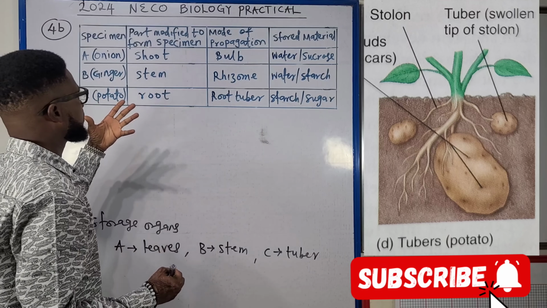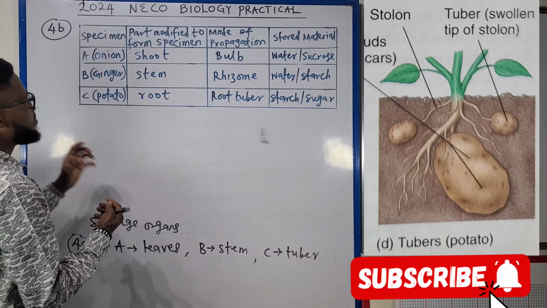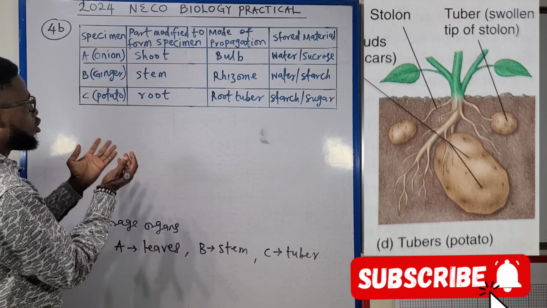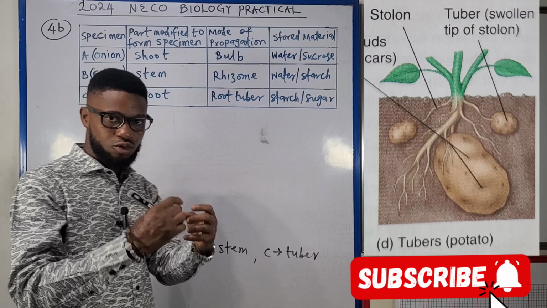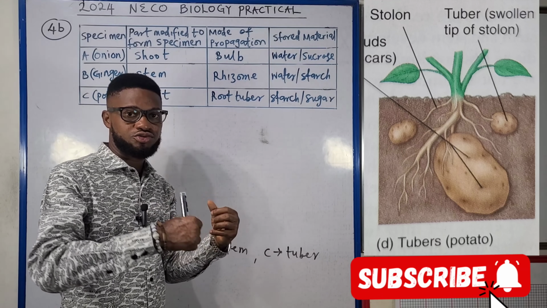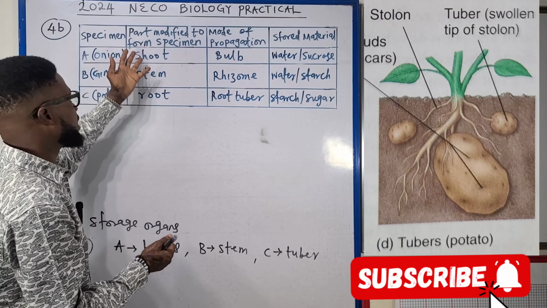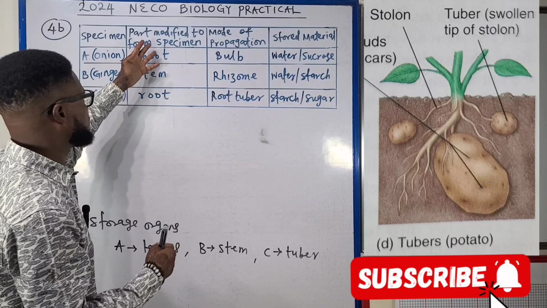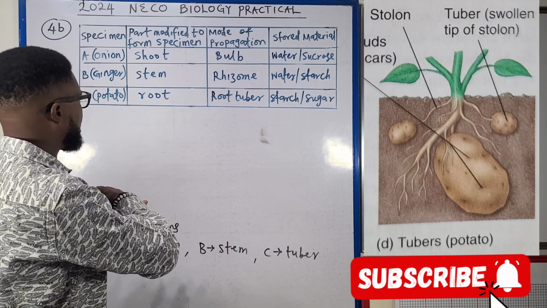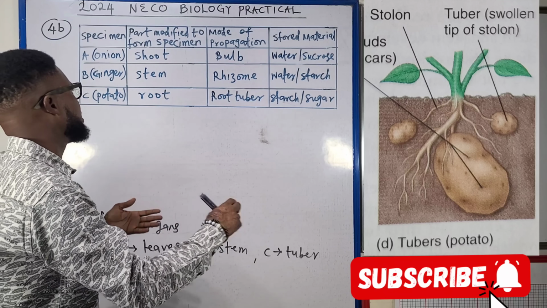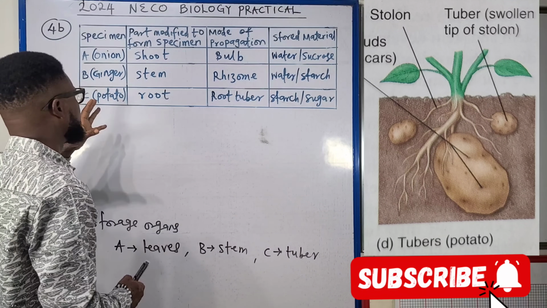Look at it again. What part is modified to form the specimen? The part modified to form the onion bulb is actually the shoot. You have the adventitious root. If you look at the diagram, you have the adventitious root, you have the knob-like compressed stem, and that's the part modified, that's the shoot, alongside the fleshy leaves, to form the onion bulb. For ginger, it's a rhizome, it runs horizontally, it's the stem that is being modified. In the case of a potato, it's the root that is being modified to form that.